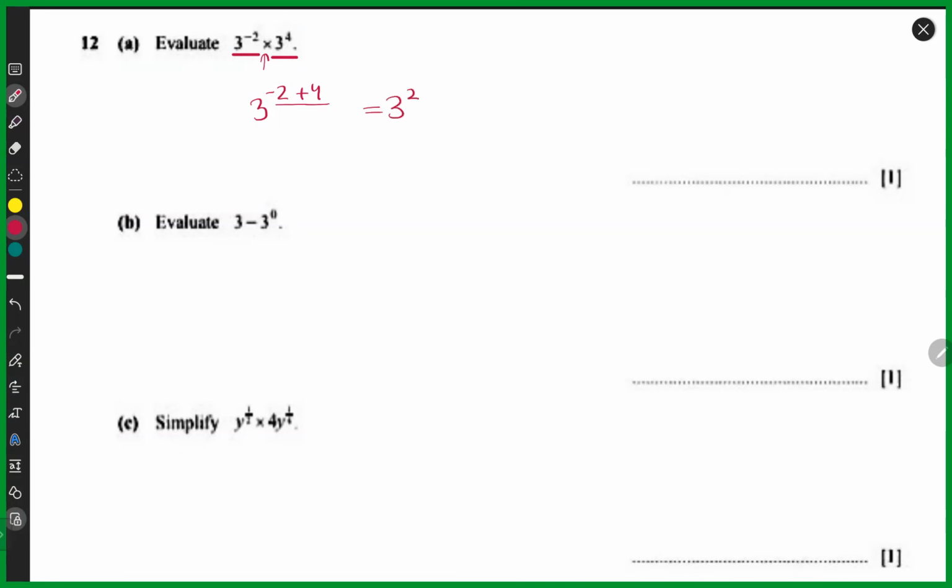Now, some of you gave the answer 3 squared. 3 squared is technically correct, but you need to give the entire thing, that is 9. 3 squared is 9. So 9 was the answer. Similarly, very good, Taha and Muiz.